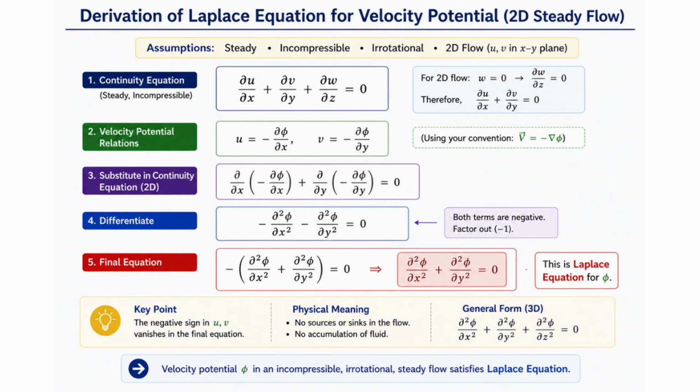In three dimensions, second partial phi by partial x squared plus second partial phi by partial y squared plus second partial phi by partial z squared equals 0. Hence, velocity potential in incompressible, irrotational, steady flow satisfies the Laplace equation.